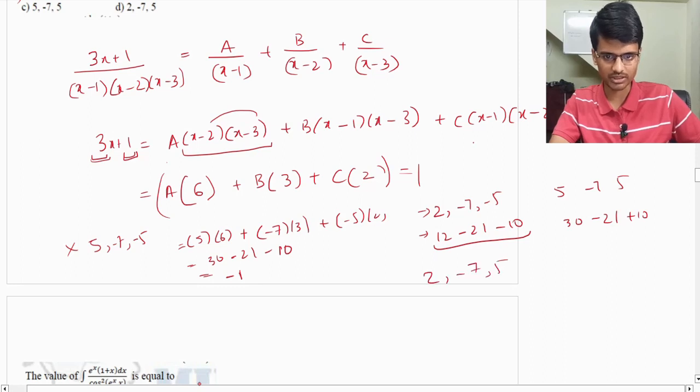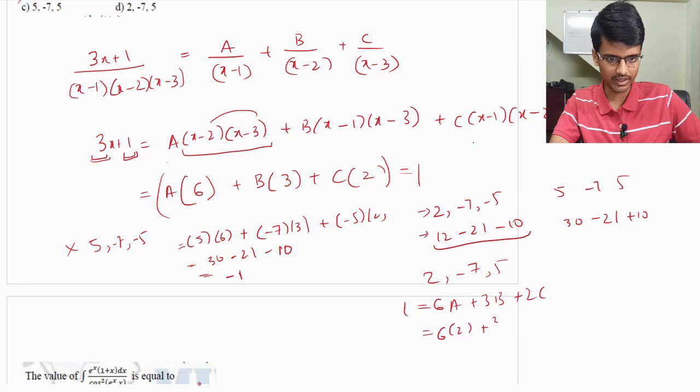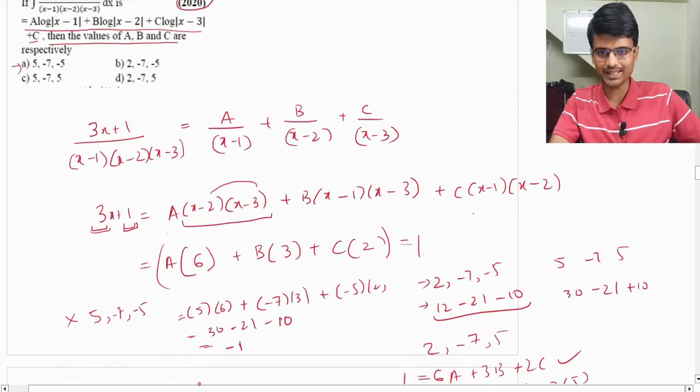Let me just substitute that in 6a plus 3b plus 2c. I should get this as equal to 1. I hope we get 3 times of minus 7 plus 2 times of 5. 6 2s are 12 minus 21, 2 5s are 10. Yeah, we'll get 1 right here. 22 minus 21 is 1. Okay, so our option D is correct here.